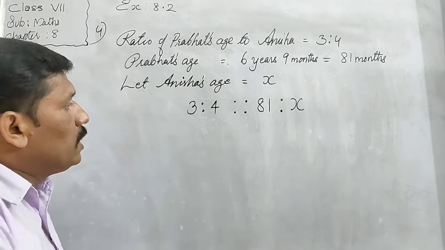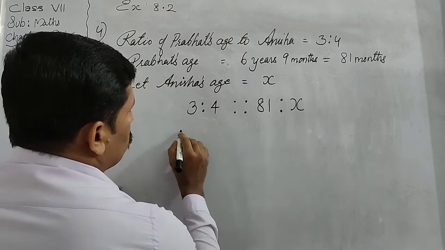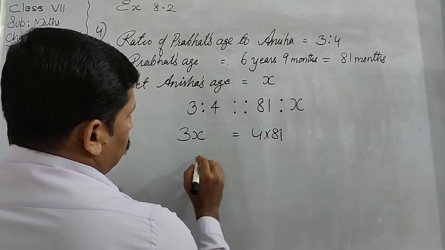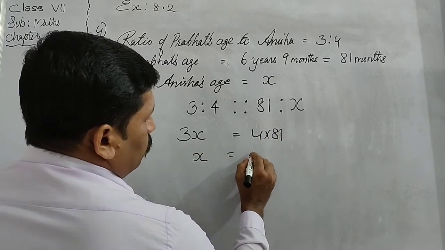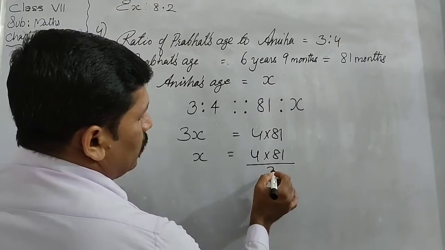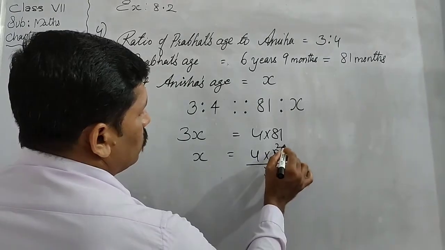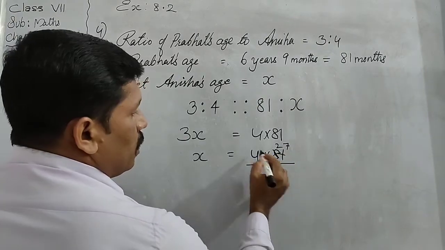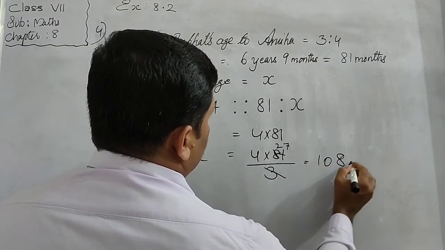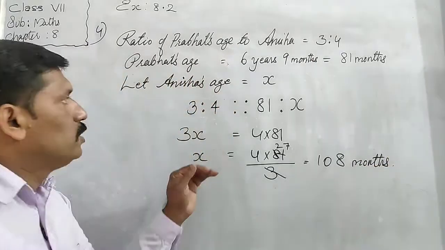So here one quantity is missing, so according to the property of product of extremes and product of means, we write: product of extremes 3 into x means 3x is equal to 4 into 81. Therefore x is equal to 4 into 81 divided by 3. We can cut this 3 and 81, because 81 is a multiple of 3. So 3 27s are 81, so 27. 4 into 27 is equal to 108 months. So total 108 months. That is Anisha's age.